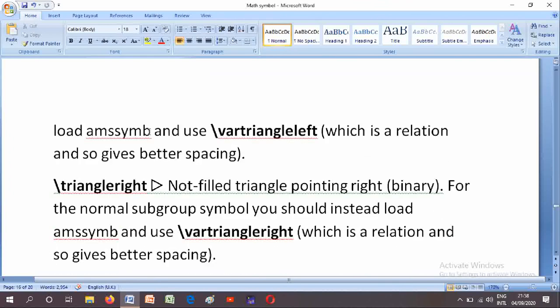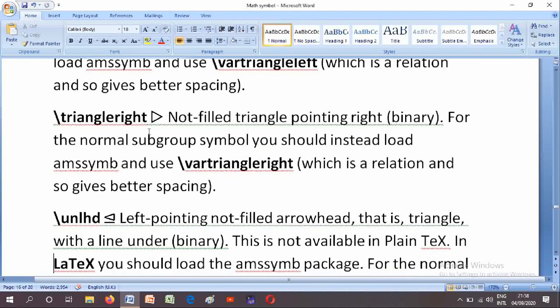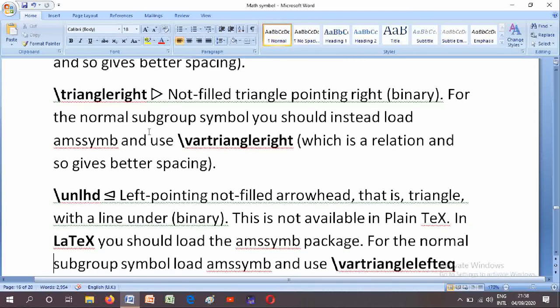\triangleright, not filled triangle pointing right, mainly for the normal subgroup symbol. You should instead load amssymb and use \vartriangleright, which is a relation and so gives better spacing. \unlhd, left pointing not filled arrowhead, a triangle with a line under the boundary. This is not available in plain text.